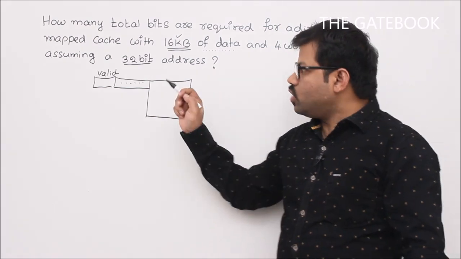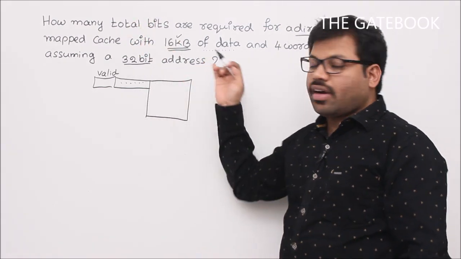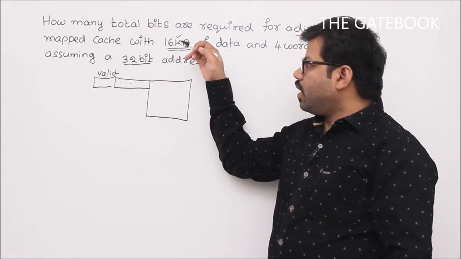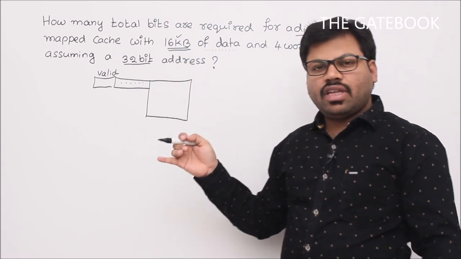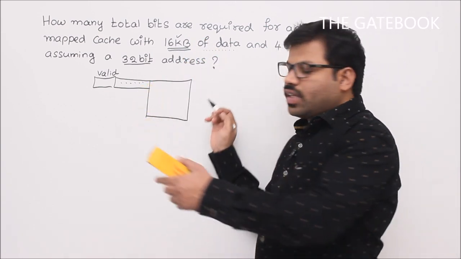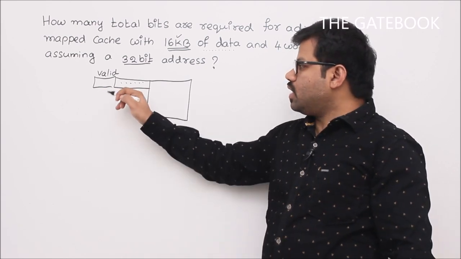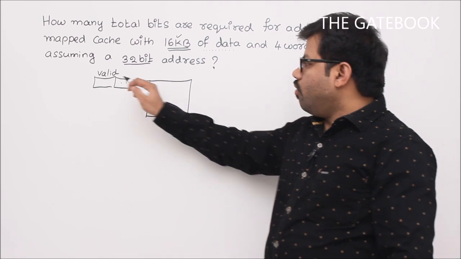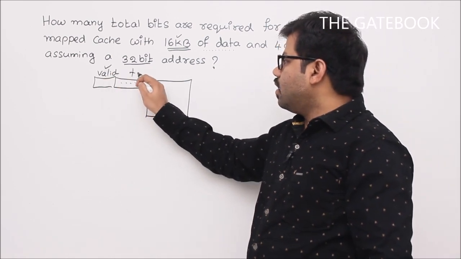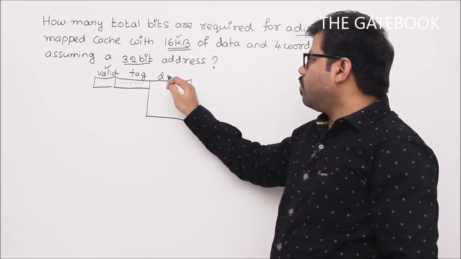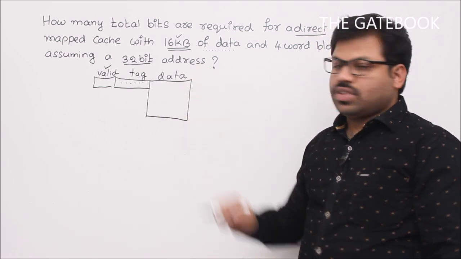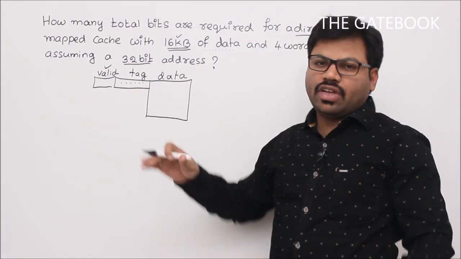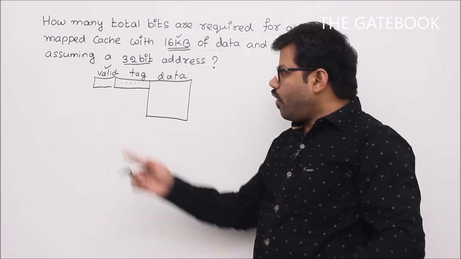Now I am assuming for this problem, this is not a GATE problem, that's why it is not completely clear, but in the GATE exam they will mention what the structure of the cache is, that means what fields we have in the cache. So I am assuming in this problem valid bit, tag and data. This is the assumption. Now don't question this assumption.